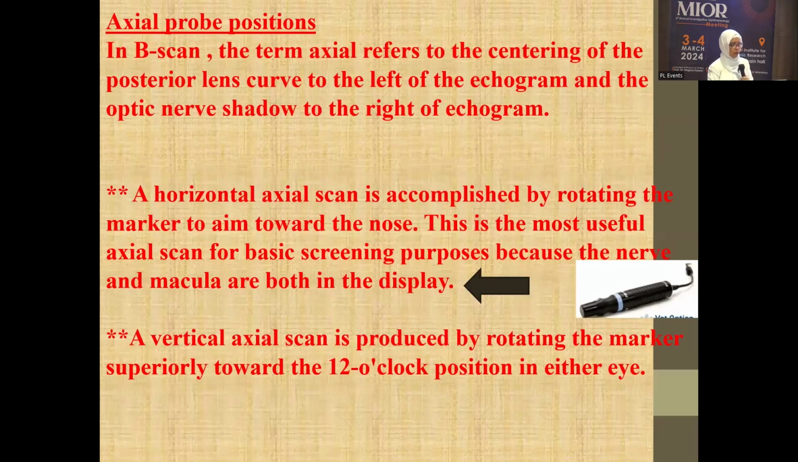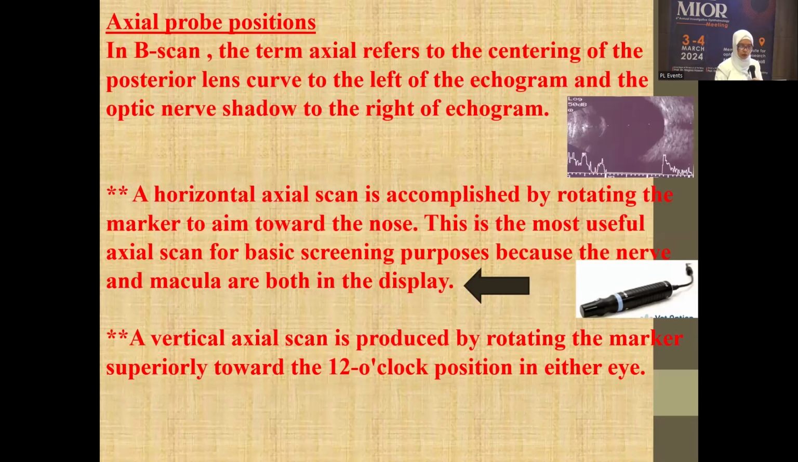Positions are very important. What is the meaning of axial position, and what is the meaning of horizontal axial, and what is the meaning of vertical axial position? Axial position means that you are going to go directly to the center of the eye, okay? Let us say that the pen is a probe, okay? And this is the arrow, okay?